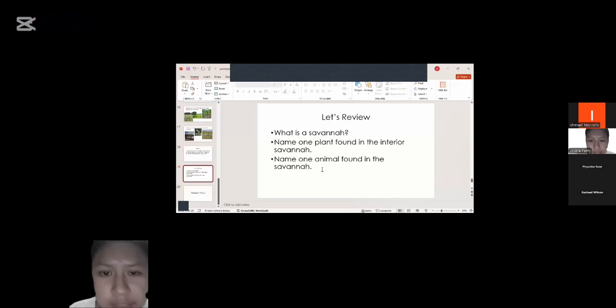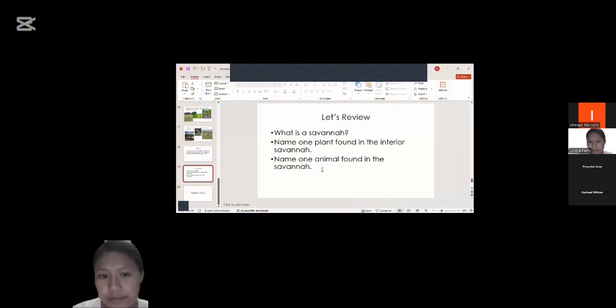All right, that is very correct. Anybody else would like to answer the second one? Let's have another person to answer the second question. It's very easy. You just have to name one plant that you learned that is usually found in the interior savanna. One plant that is found in the interior savanna is the sandpaper tree. Find it almost everywhere. Very good. It's the most common one. We see them all around in the interior savanna. Isn't that so?